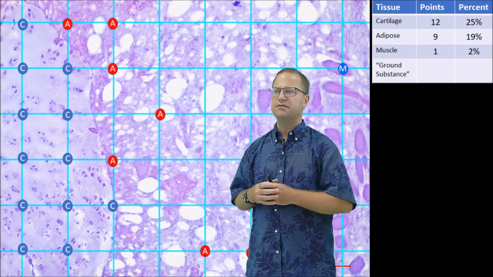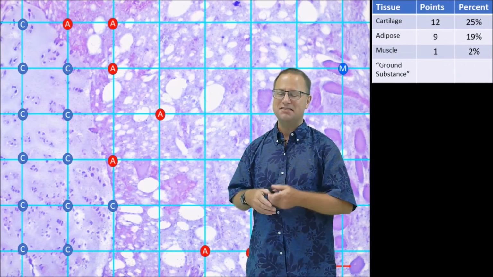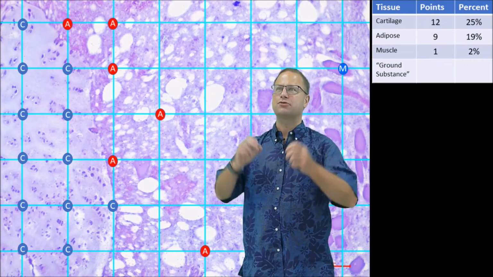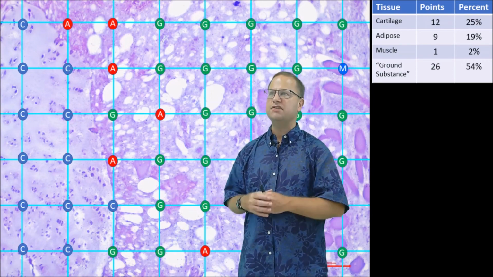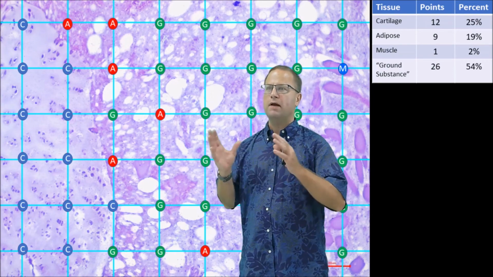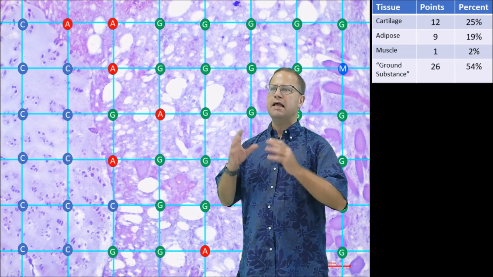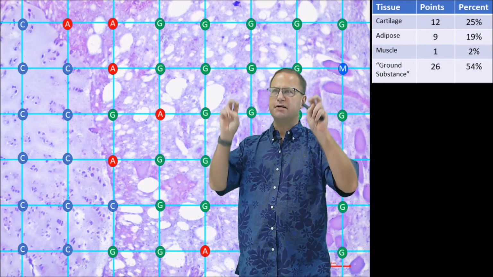So what is everything else in this slide? Well, based on my analysis, I'm going to call everything else that sort of nebulous ground substance. And so we have 26 points out of a total of 48, or around 54% of the tissue here is identified as that nebulous ground substance.